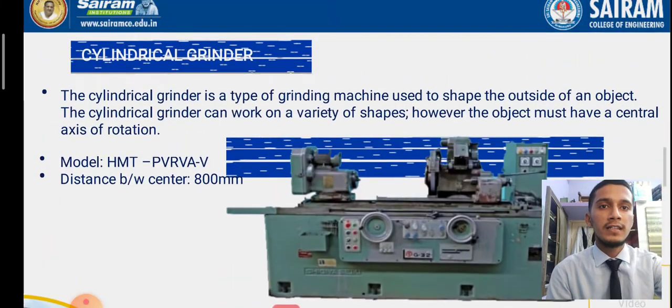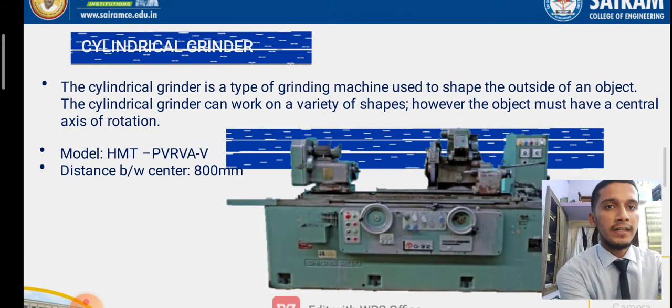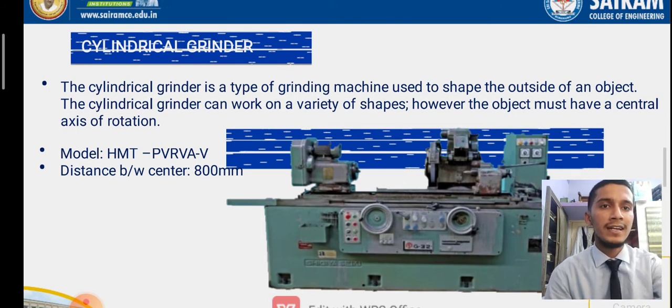So coming to the next slide, that is the cylindrical grinder. This is similar to other types of grinders, in which the cylindrical grinder is the type of grinding machine used to shape the outside of an object. The model is HMT PV RBAV, and the distance between centers is 800 mm.